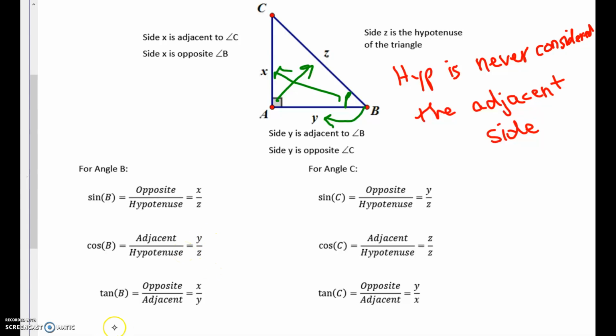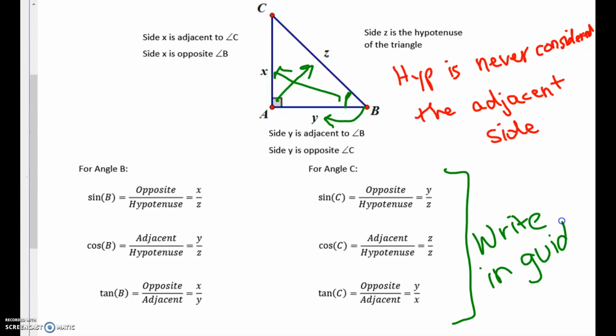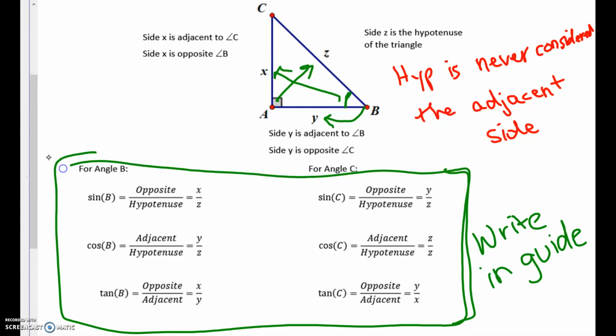For tangent of B, tangent is defined as the opposite side over the adjacent side. And opposite over adjacent for angle B is X over Y. Guys, be sure to write these down right in your guide, because this is the big idea. This is the big deal for today, okay? This is the big idea.